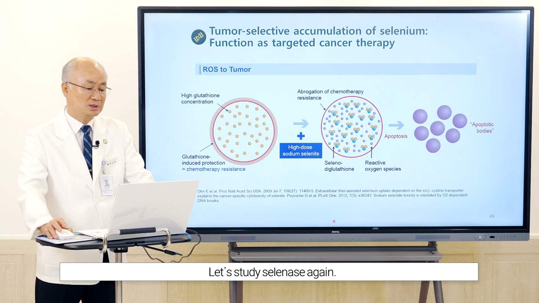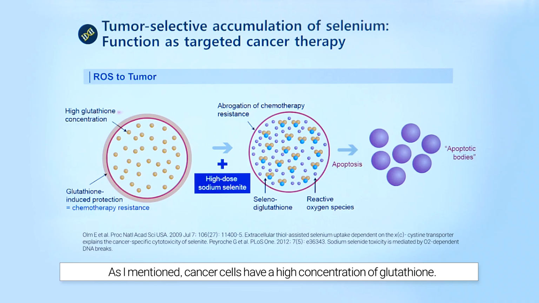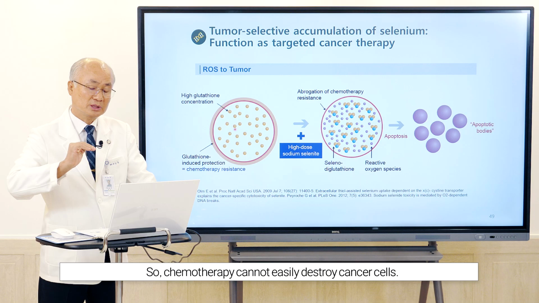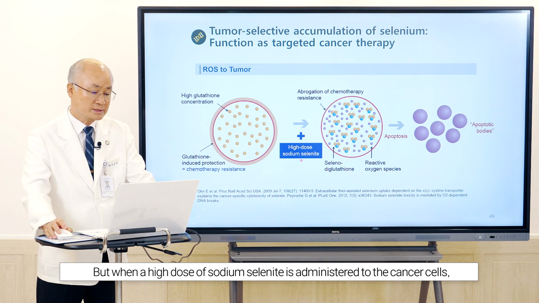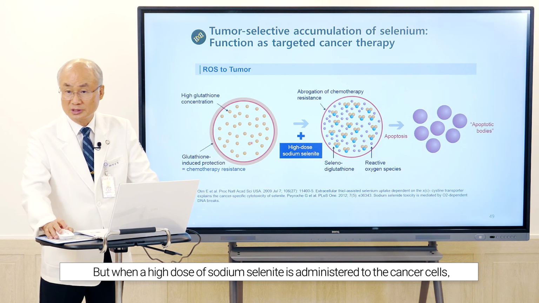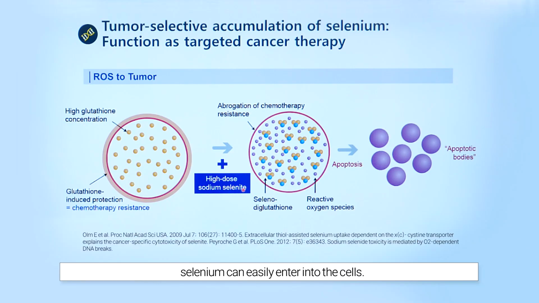We study about the selenase again. As I mentioned, cancer cells have high glutathione concentration. That's why cancer cells are very strong. Chemotherapy cannot destroy the cancer cells easily. But once high-dose sodium selenite is given to the cancer cells, this selenium can enter very easily into the cancer cells. The selenium will bind 2 moles of glutathione. So the selenium makes SDG.